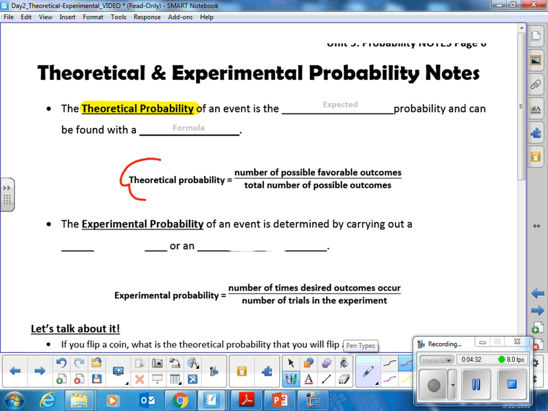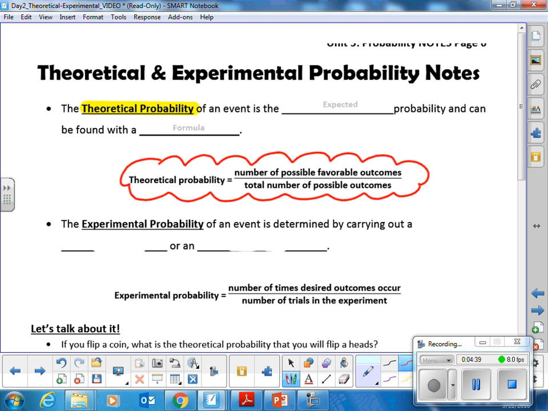It's right here. Theoretical probability is the number of possible favorable outcomes, or what we want to happen, based on the total number of outcomes. So like with a dice, or say I'm looking at a card, how many 4s could I pull? The number 4 in a deck of cards. There are 4 of them out of 52 total cards. So this is your total number of cards, and this is how many fours there are. There are 4 of them.